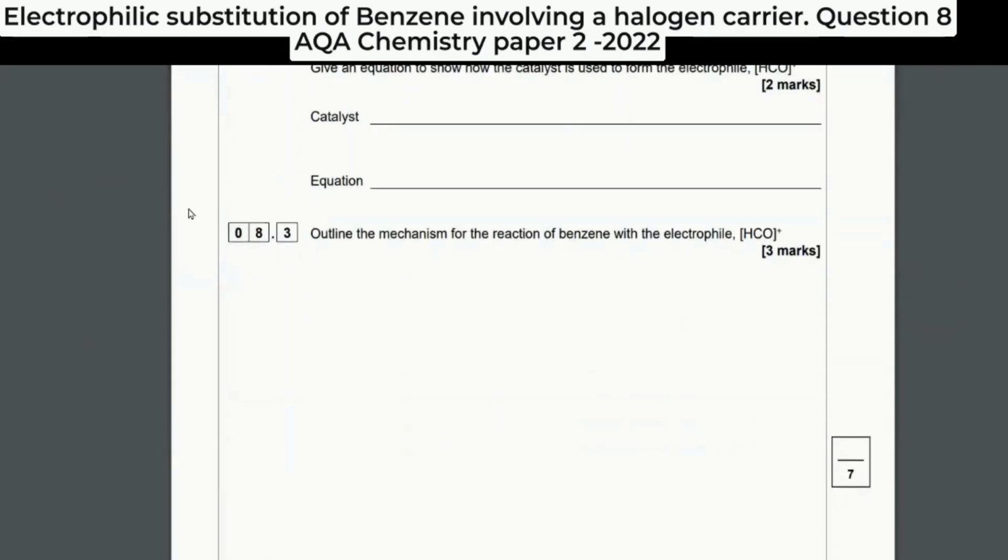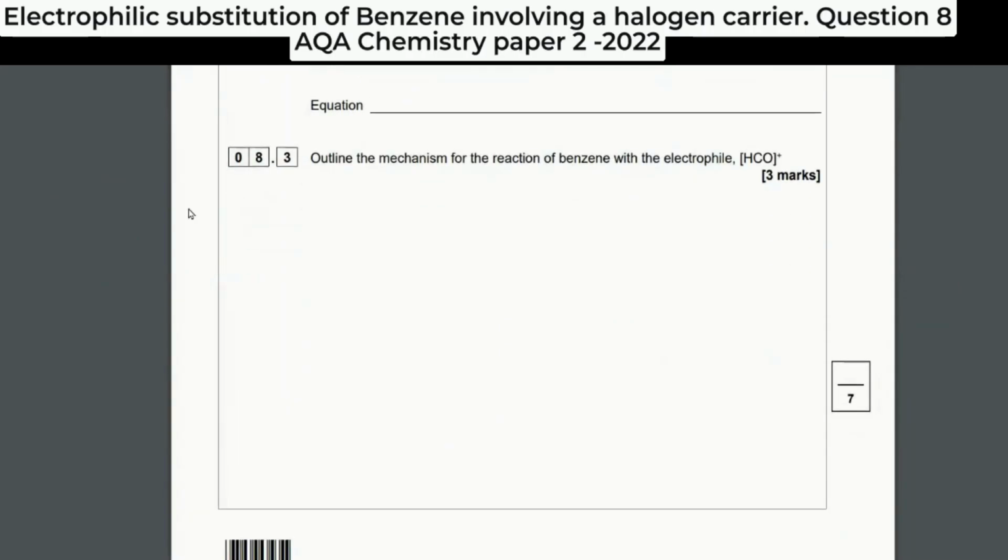Right, now for the final bit, 8.3, we're going to outline the mechanism for the reaction of benzene with the electrophile. So I'm going to draw my benzene ring in green here first. And now this is being attacked by HCO+, which is our electrophile. So we've got C, double bond O with an H coming off, and then we have a positive charge on the carbon.